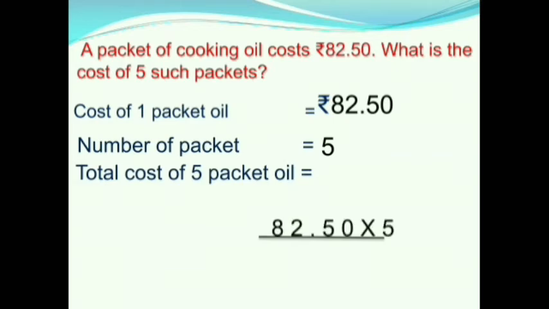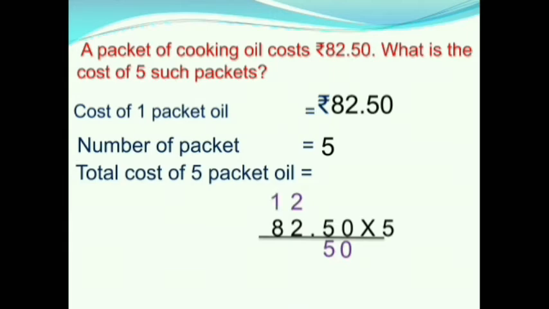Now we should multiply 82 rupees 50 paise by 5. First we should multiply 5 and 0. 5 zeros are 0. Next we should multiply 5 and 5. 5 5s are 25. Write 2 above the 2 and 5 below the 5. Next we should multiply 5 and 2. 5 2s are 10. 10 plus 2, 12.